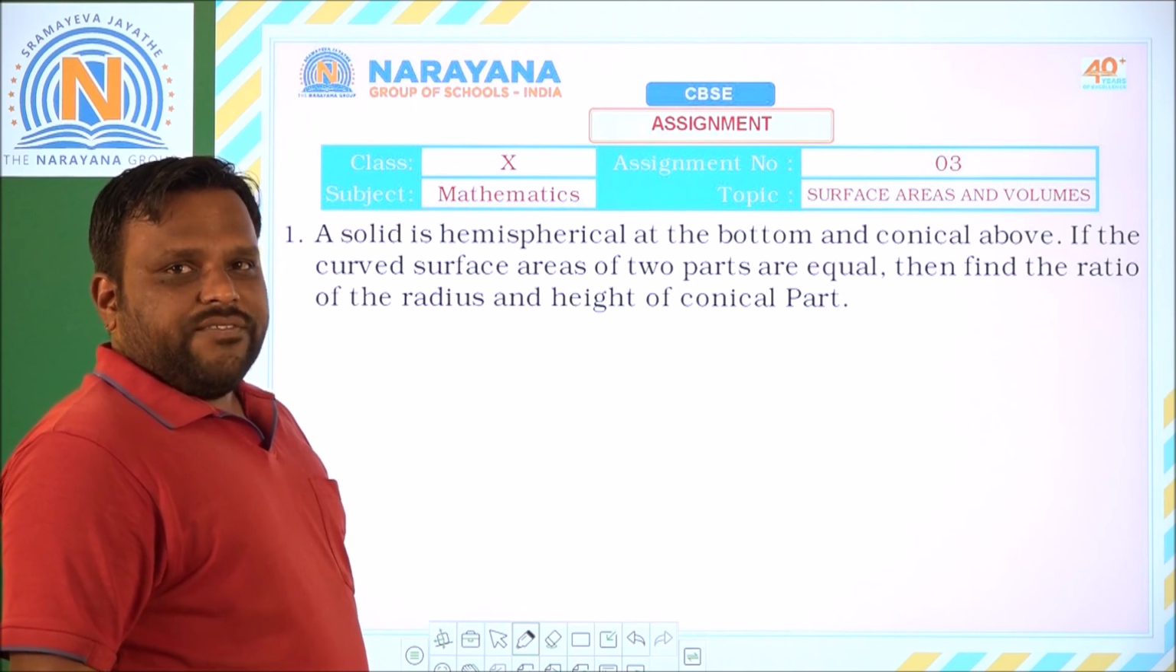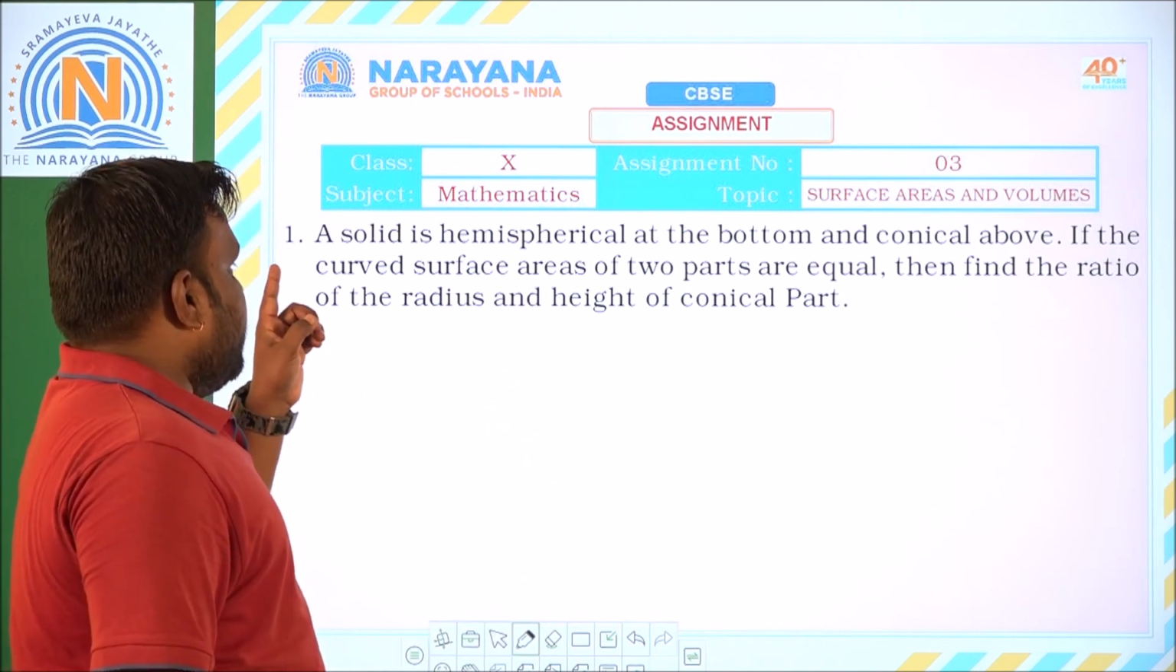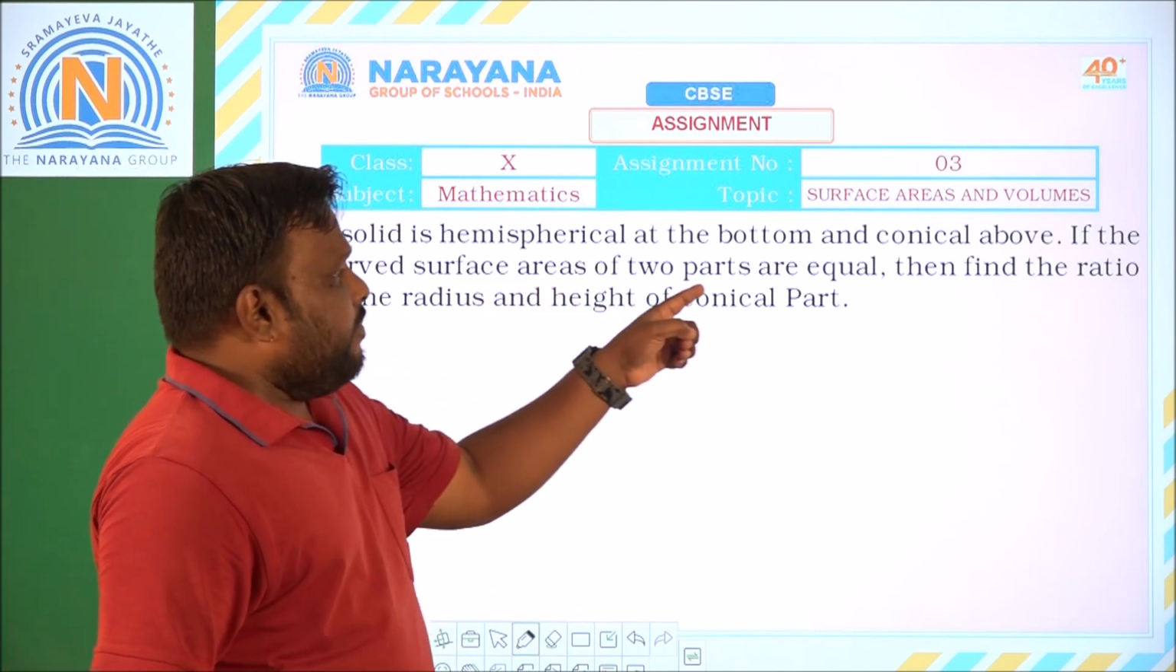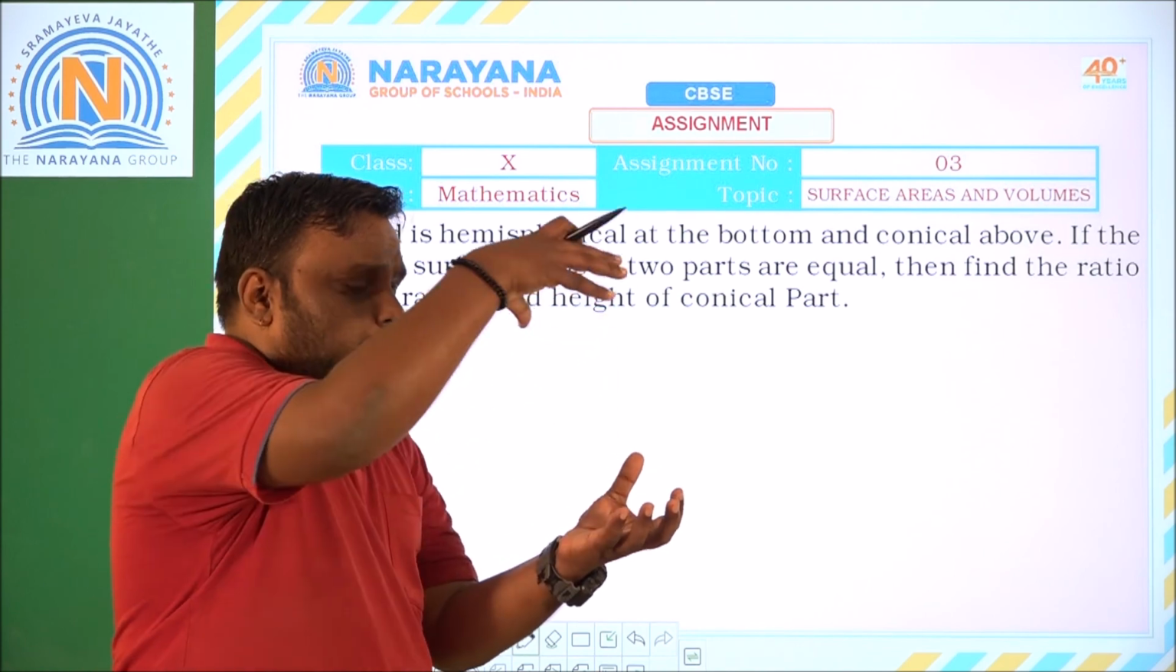Today we are going to look at assignment number 3 based on surface areas and volumes. Let us start with question number 1. A solid is hemispherical at the bottom and conical above. That means we have a hemisphere at the bottom and a cone above.